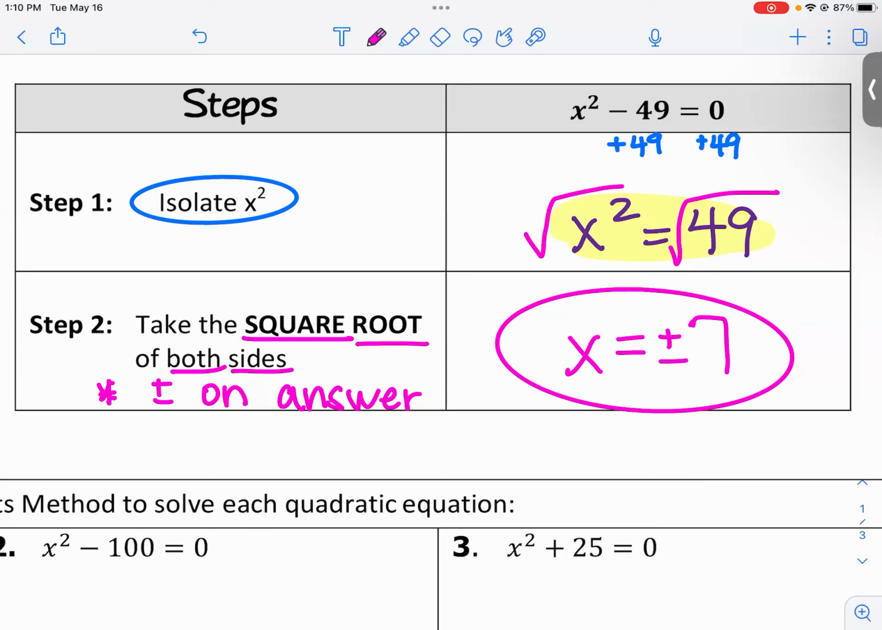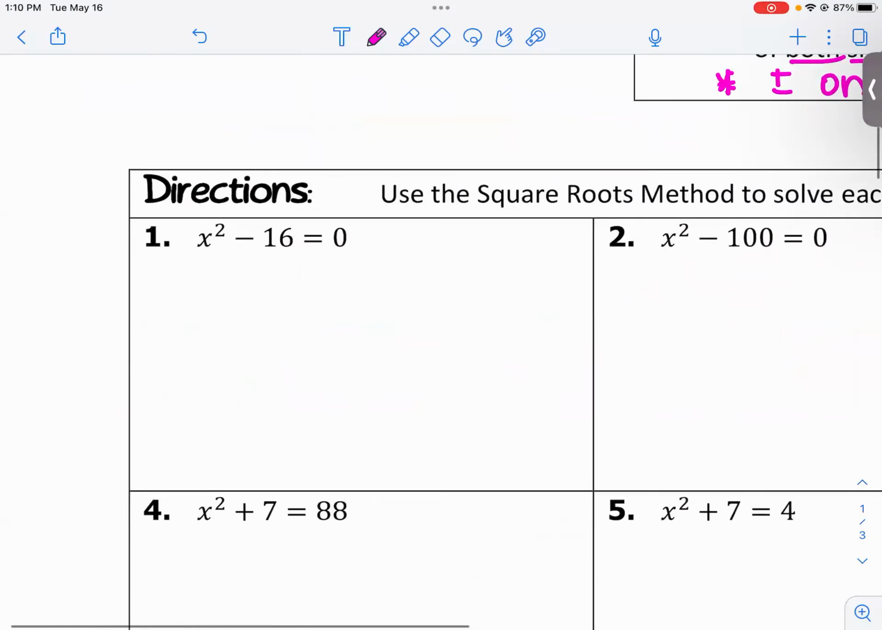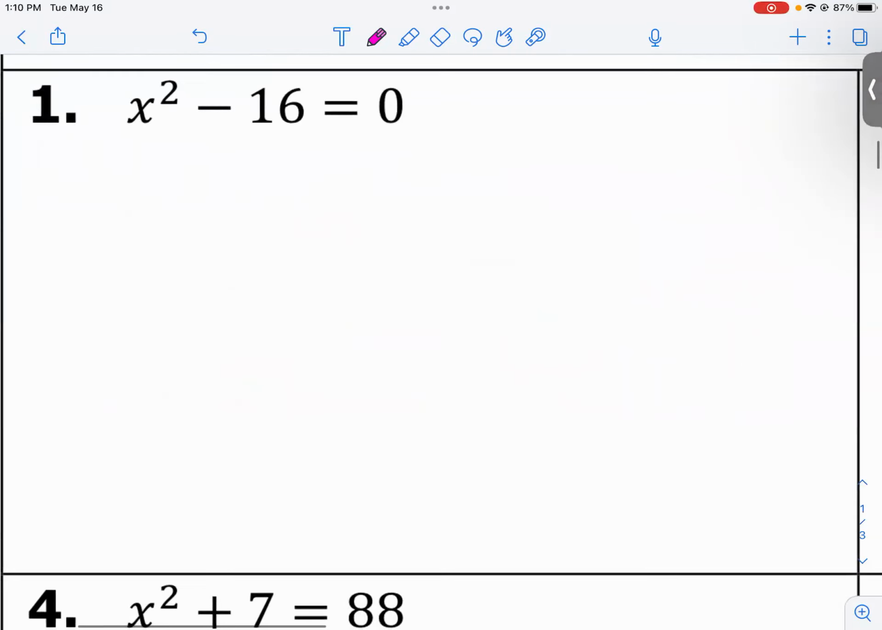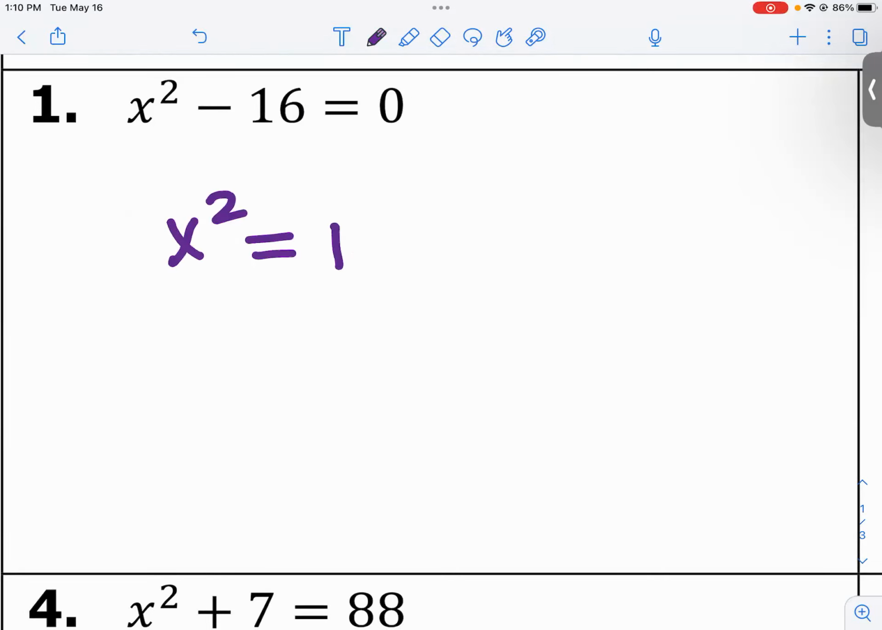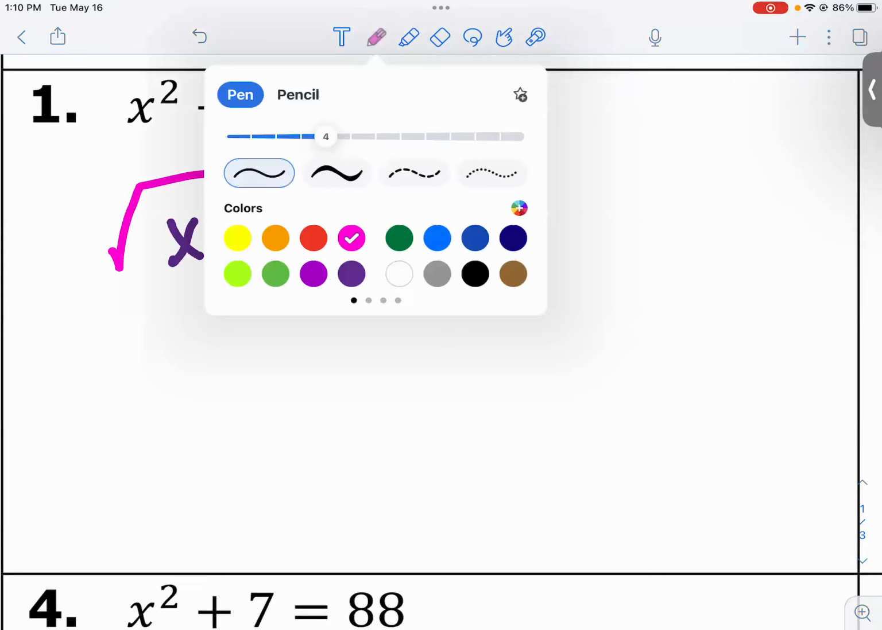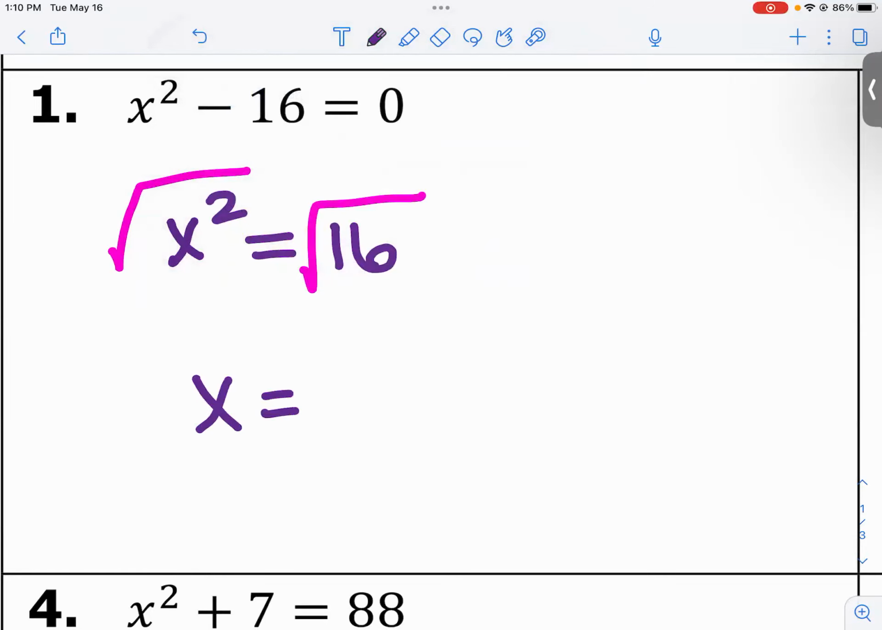So let's talk about this one right here. Yes, we could factor this by difference of squares, but we wouldn't have to. We could write this as x squared equals 16. And then what could we do? We could square root both sides. And our answer is what? Plus or minus 4.